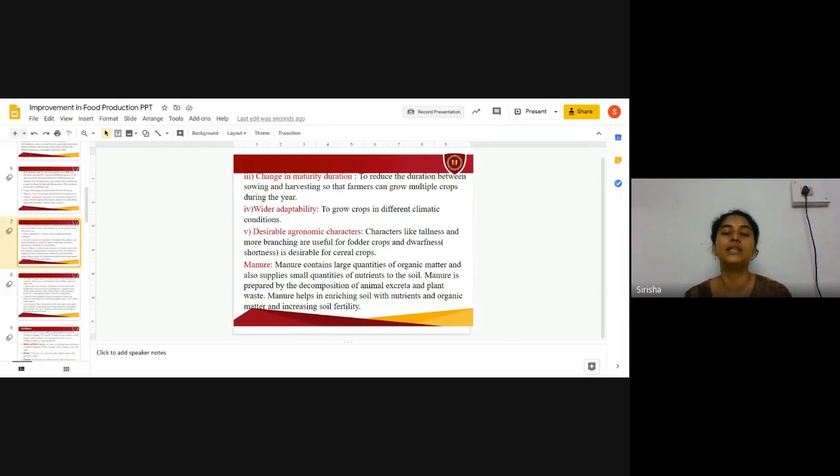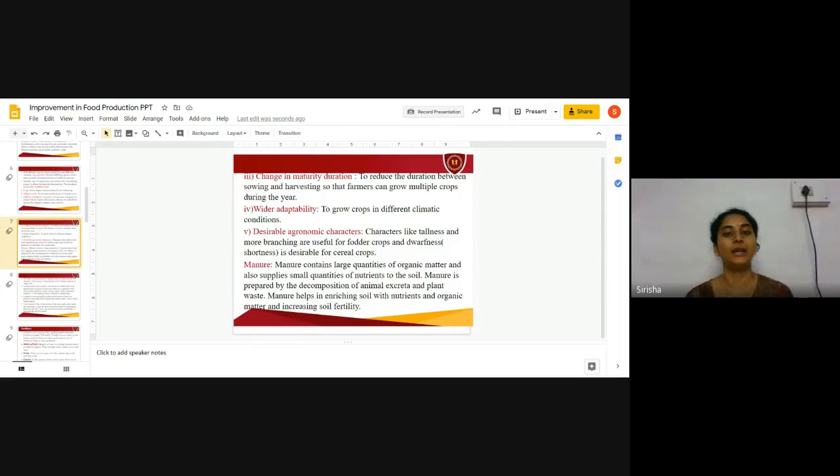After sowing the seed, the harvesting period should be less. So you have to change the maturity duration so that farmers can grow multiple crops during the year. In a short span, farmers can grow a number of varieties.